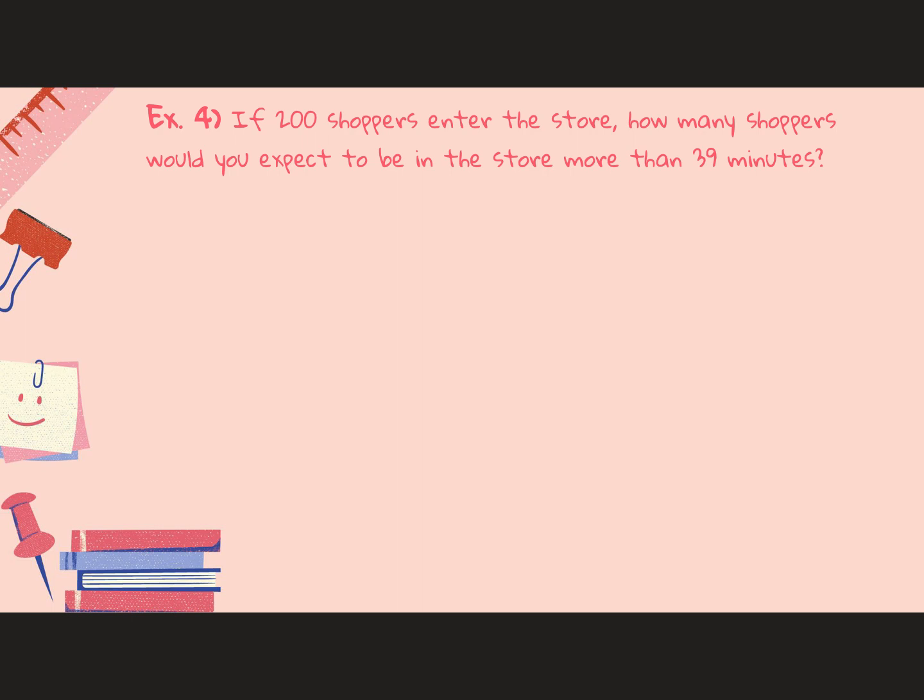Example 4 wants us to apply what we just learned. If 200 shoppers enter the store, how many shoppers would you expect to be in there for more than 39 minutes? So we have our 200 shoppers. We want to multiply by that percent that we got last time. Make sure we write it as a decimal. So we multiply it by 0.69146. And if we do that, we will get 138 shoppers. So 138 shoppers will be there for more than 39 minutes.